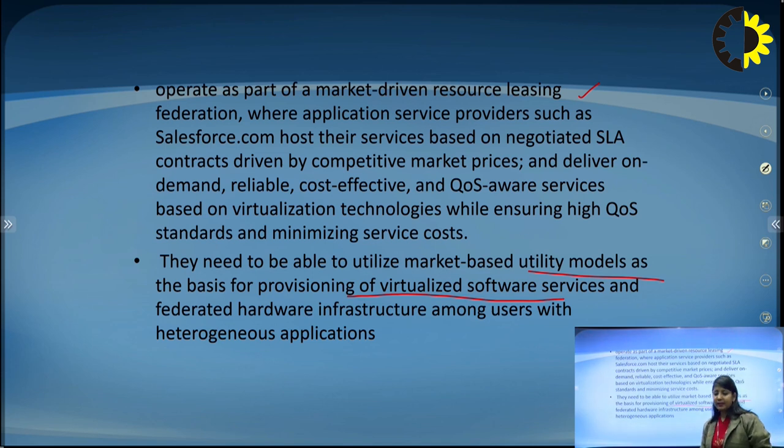So we have different applications and data of different types. All these heterogeneous applications can be executed over the cloud infrastructure. This market utility model is based on provisioning virtualized software services. This federation has virtualized resources, and these resources will help the user to avail the services in a more easy manner.